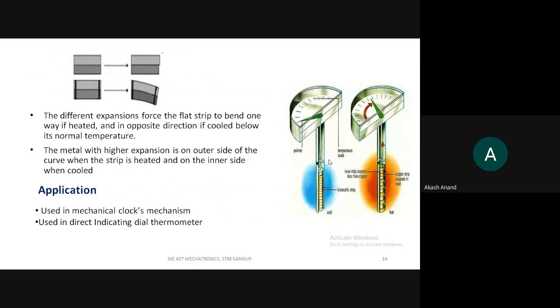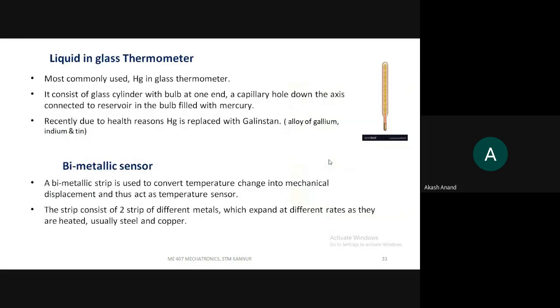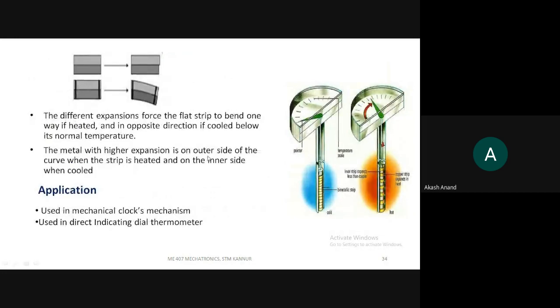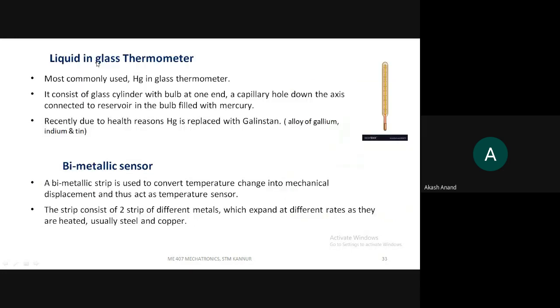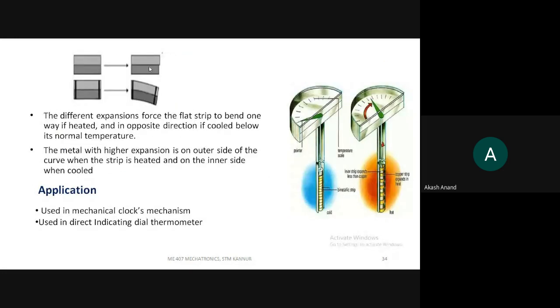So we can identify these are the two types of strips. One is copper and the other is steel. When this entire thing is heated, both will expand at different rates, so it will bend in a certain direction, and if it is cooled, it will deform in another direction. That is how the dial is rotating. Normally it will be kept at 0. I think the concept is clear to you.